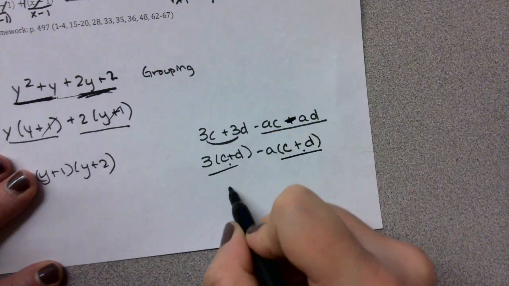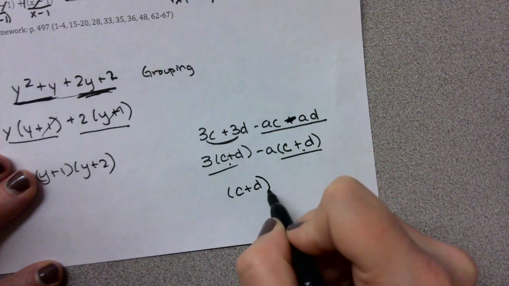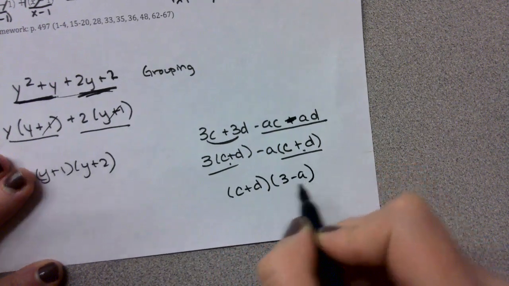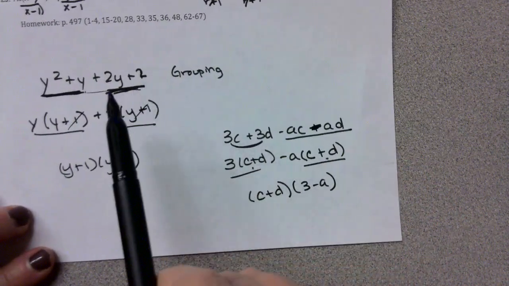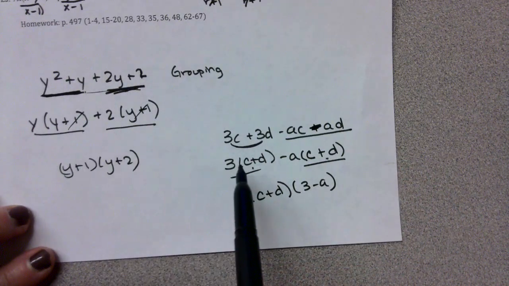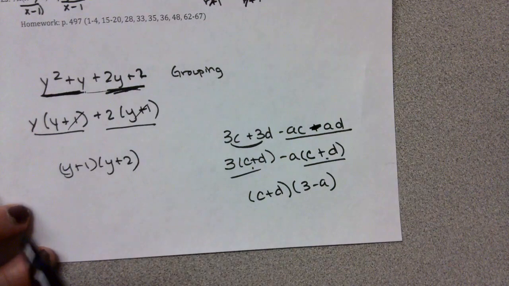There's a GCF between the two, c plus d. And I'm left with 3 minus a. So that's what you're going to have to do in your homework, is start from here to get to here. And then you have these.